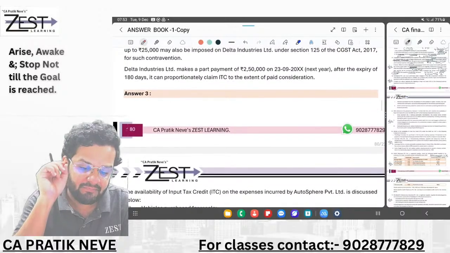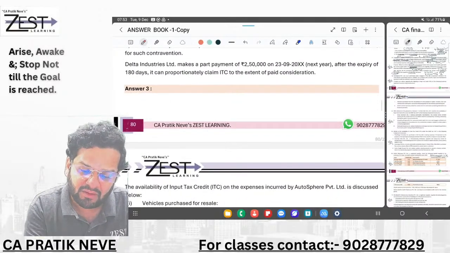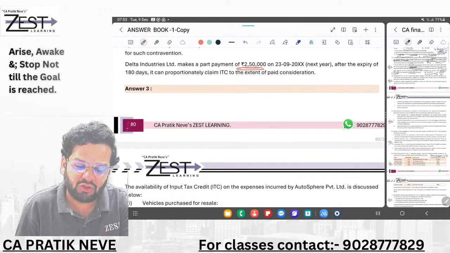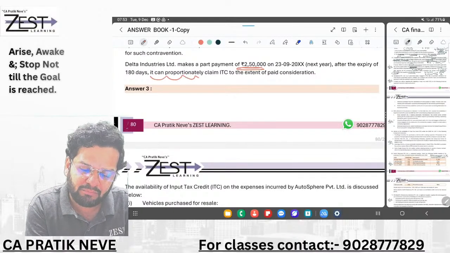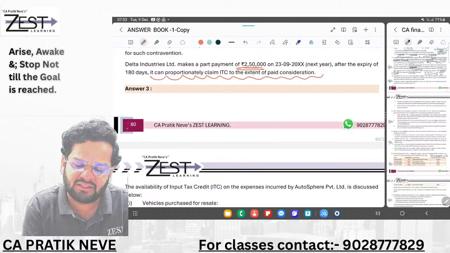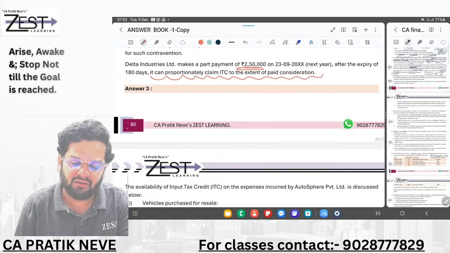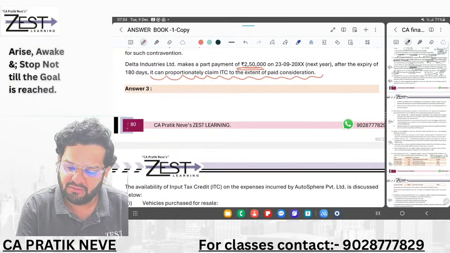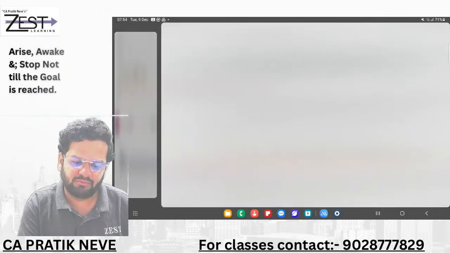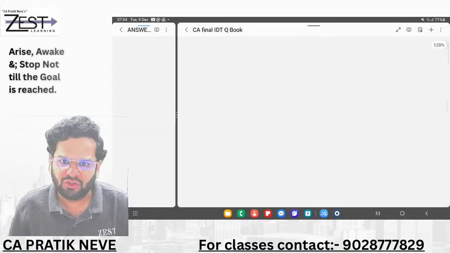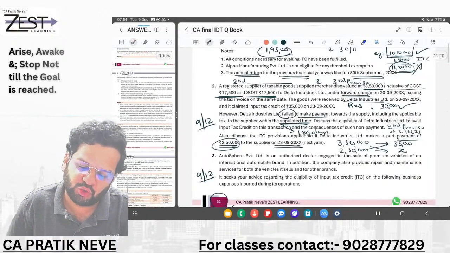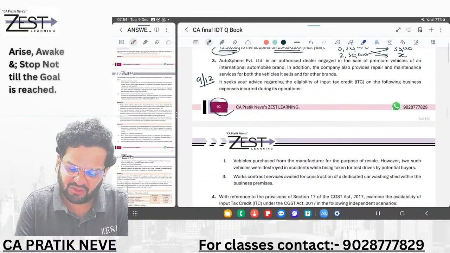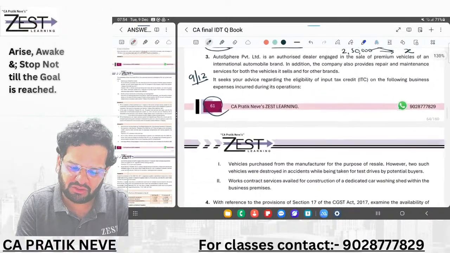That's fine. Delta Industries Limited makes a part payment of 2,50,000 after expiry of 180 days. Now it can proportionately claim ITC to the extent of the paid consideration. So this is given in, as we discussed, the third proviso to section 16(2). Okay, let's go ahead. Let's go to the third question.